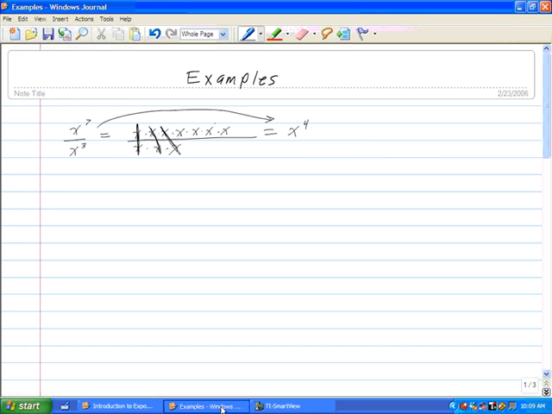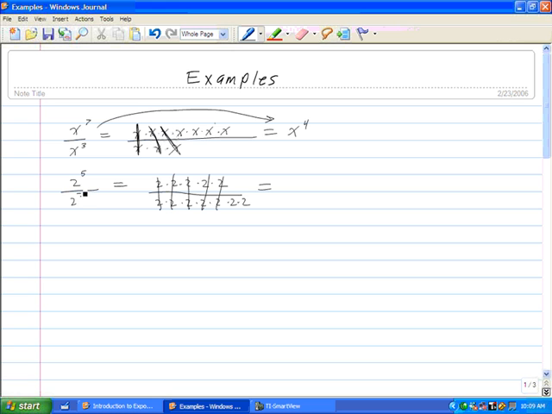Now there's another example we need to look at, because there's another possibility of what can occur. Let's say we had a 2 to the 5th over 2 to the 7th. Of course, our base doesn't always have to be an x. This would be 2 times itself 5 times on top, and 2 times itself 7 times on the bottom. And when I go through and cancel, like I did before, you see that I do have 2 left over. 7 minus 5 is 2.